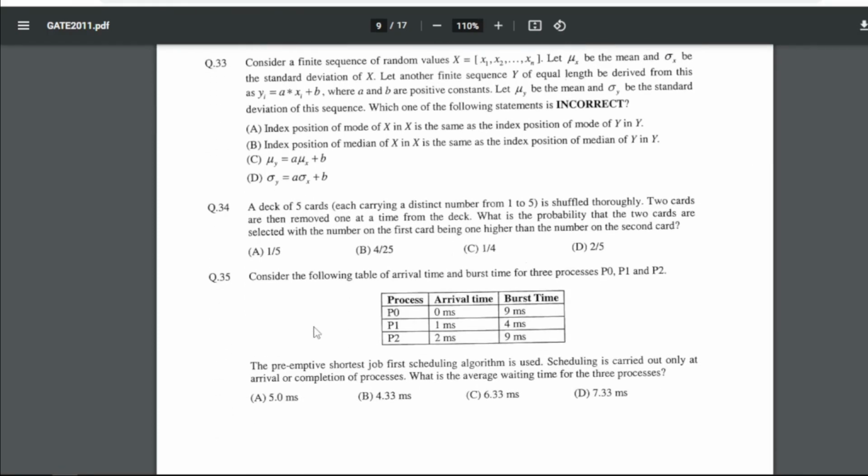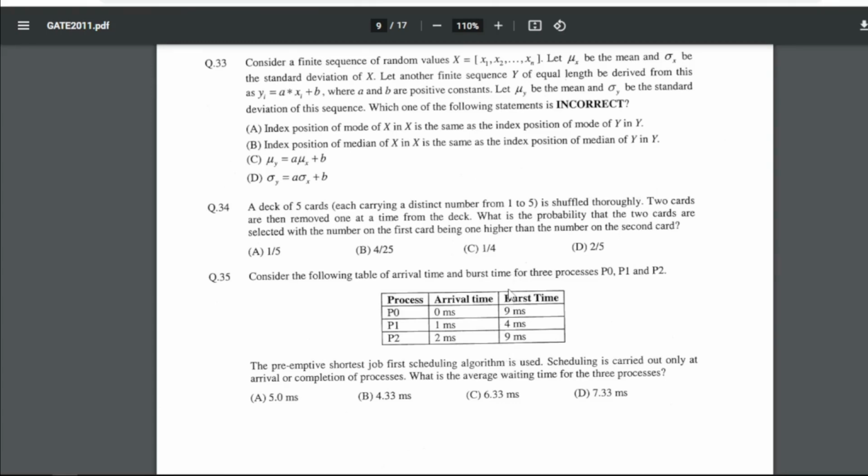34 is: a deck of 5 cards, each carrying a distinct number from 1 to 5, is shuffled thoroughly. 2 cards are then removed one at a time from the deck. Now, what is the probability that the 2 cards are selected with the number on the first card being one higher than the number on the second card?